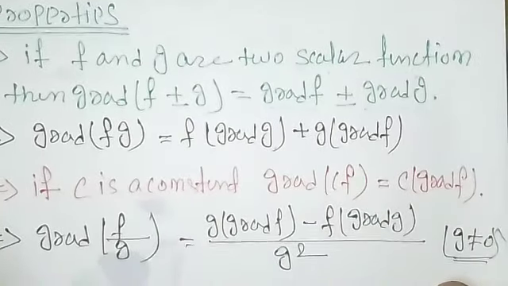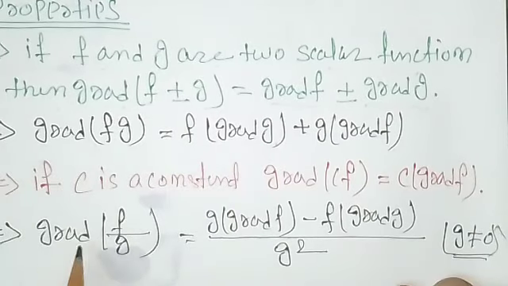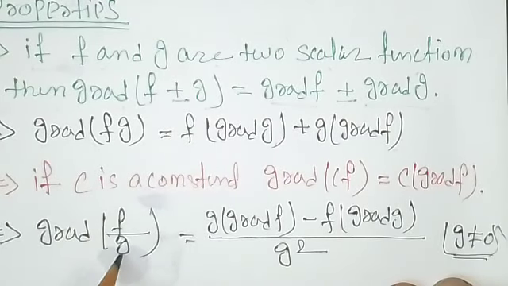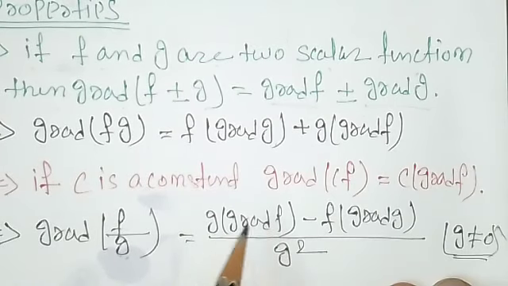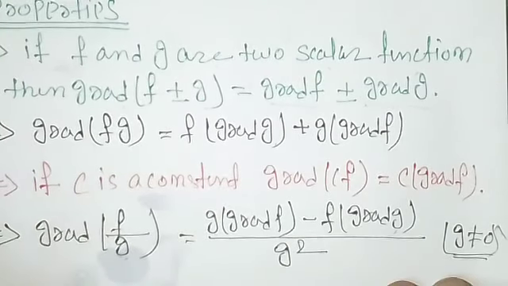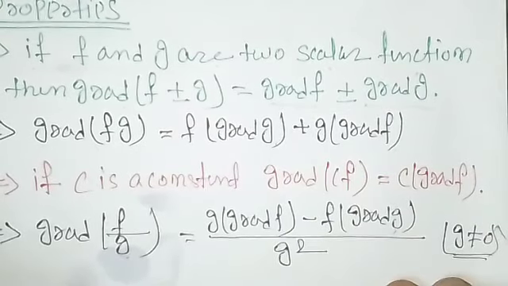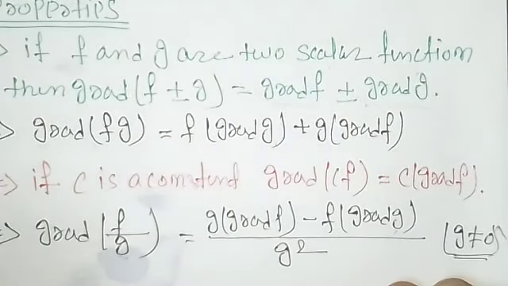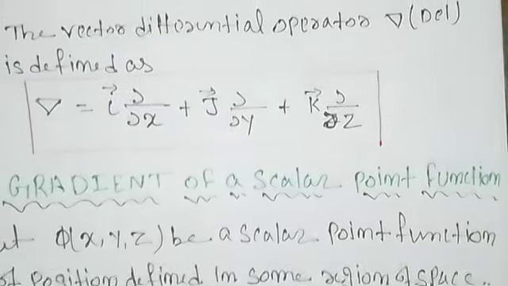Similarly, the third property: for two scalar functions f and g, the gradient of f by g is g of gradient of f minus f of gradient of g, divided by g square, where g should not equal 0. So these are the things: what the vector differential operator is, the gradient of a scalar function, and their properties. Let's move to the next.